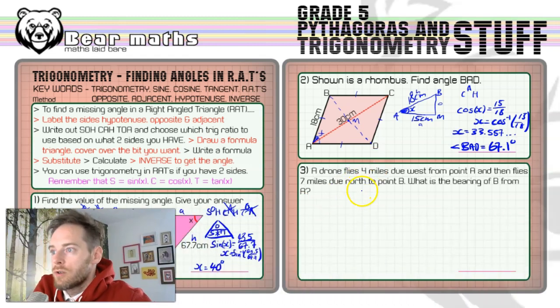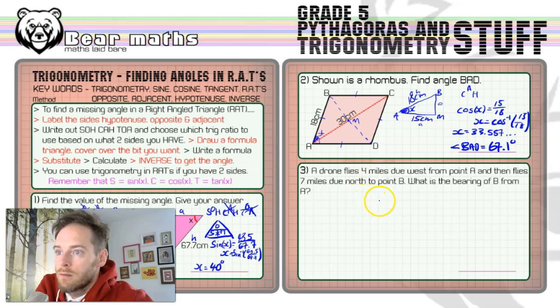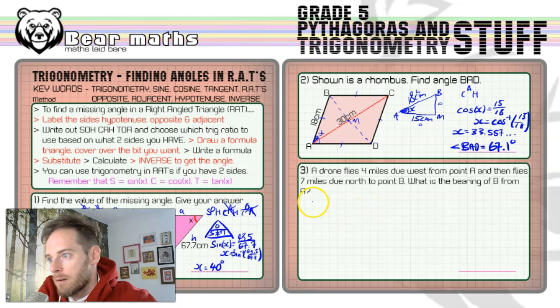Now this one is a drone. A drone flies 4 miles due west from point A and then flies 7 miles due north to point B. What is the bearing of B from A? All right, so we've introduced a bit of bearings. There's a video on bearings if you want to understand it a bit better.